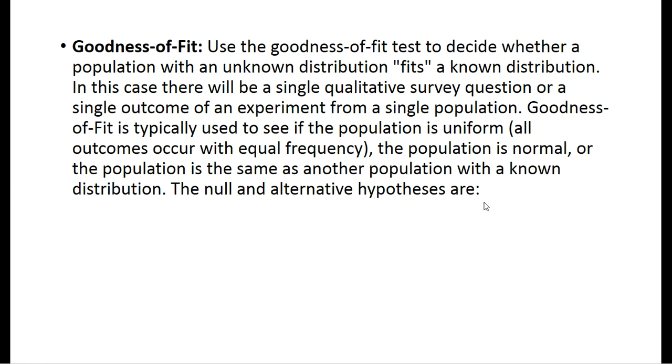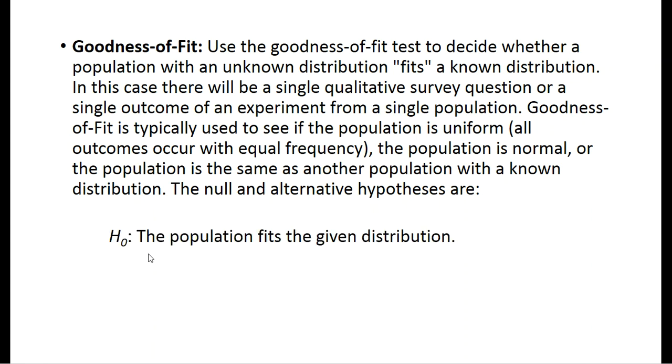For the null and alternative hypotheses, our null will be the population fits the given distribution. So remember, on a fair die, that would be like the probability of rolling a 1 would be equal to the probability of rolling a 2, a 3, a 4, a 5, a 6, and all would have the same distribution of 1 out of 6.